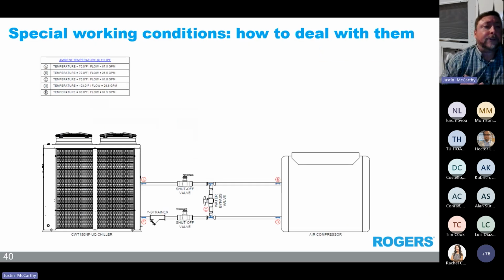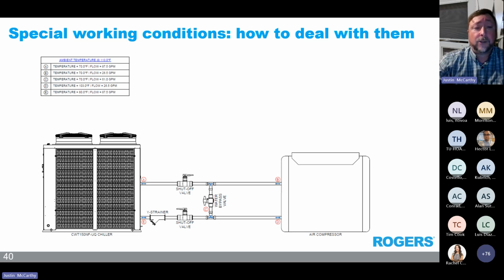So special working conditions. Right here I have an air compressor being cooled by a chiller. Most air compressors can be cooled using a fluid cooler. But depending on the situation, what type of compressor, we have done quite a few with chillers as well. And with these, we often put a bypass valve here, and we have to size for the flow that's required for the air compressor. A lot of older air compressors were sized really for city water, and they didn't care what the leaving water temperature was.